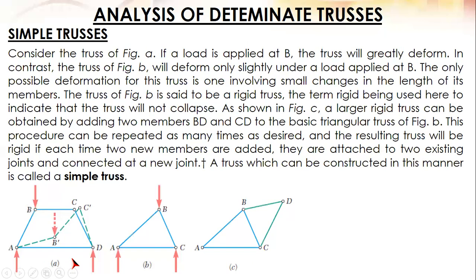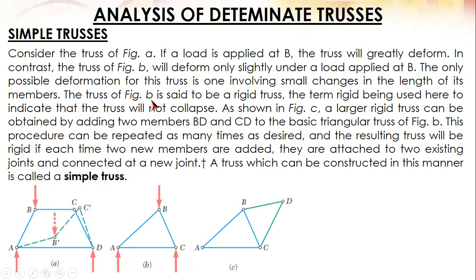Having four members, if a load is applied at B, the truss will greatly deform. The deformed shape is the dotted lines. In contrast, the truss of figure B, this one, will deform only slightly. Even though there are only three members, the configuration or placement of the members is different, making it more rigid by comparison. So the truss in figure B will deform only slightly under a load applied at B. The only possible deformation for this truss is one involving small changes in the length of its members.